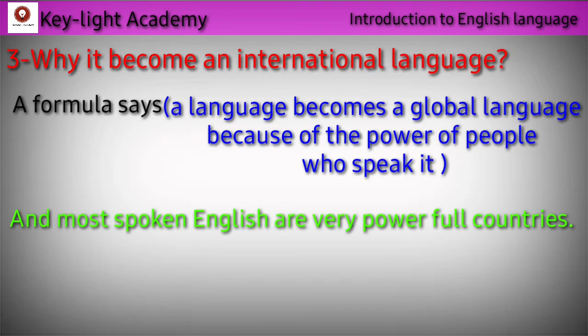Now we tell the reason that the English language became an international language. We take the formula that says a language becomes a global language because of the power of the people who speak it. And we know the people that speak English are from very powerful countries. As we know, most educational sites around the world are related to the English language. So you can know that the English language is an international language.